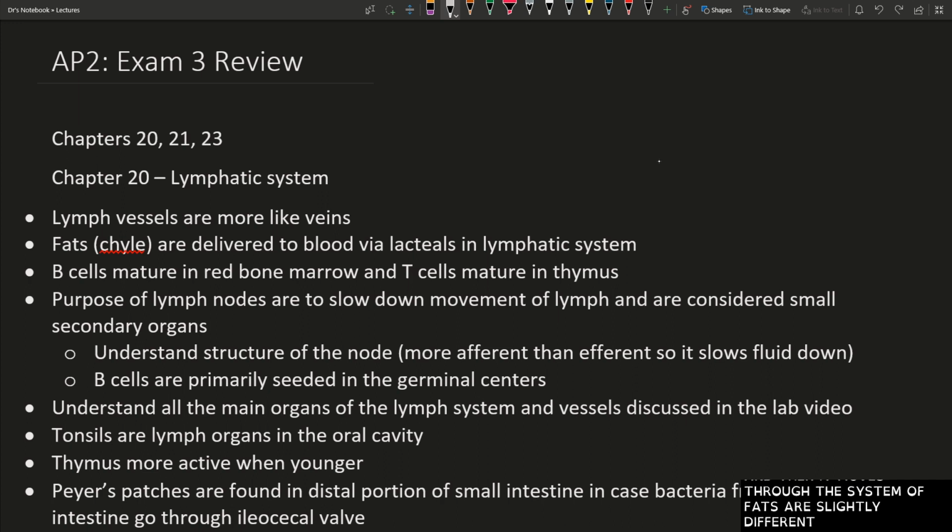Fats are slightly different, and this kind of relates to the digestive system as well. So remember, these fats are delivered to the body via those lacteals.